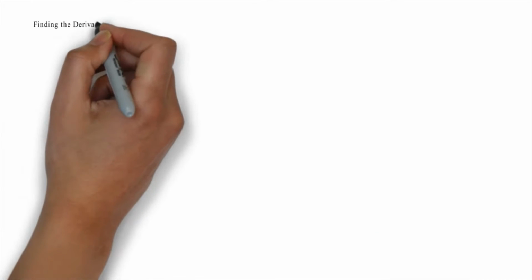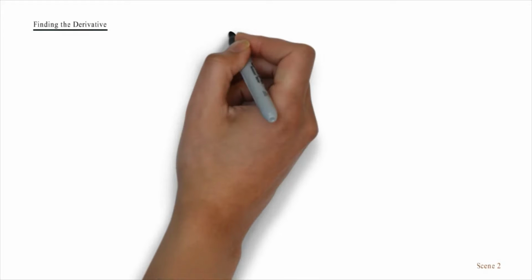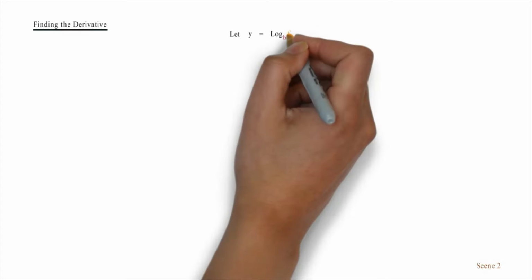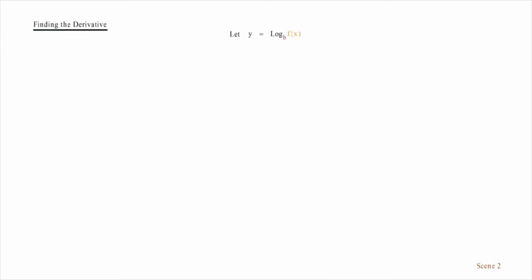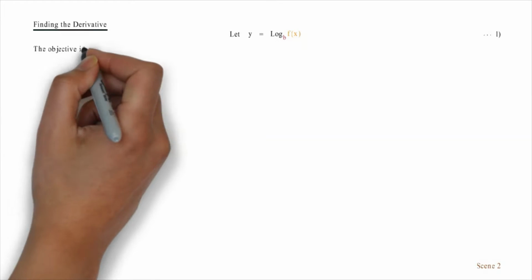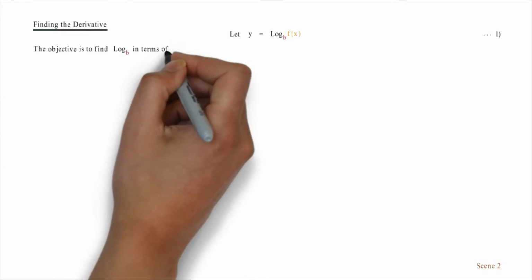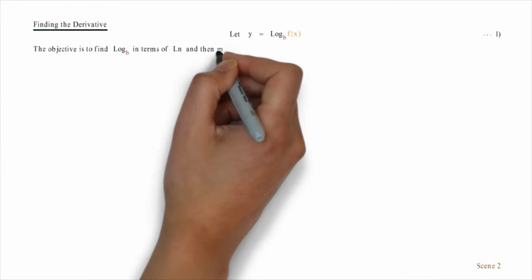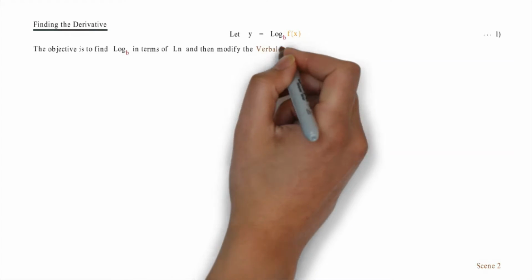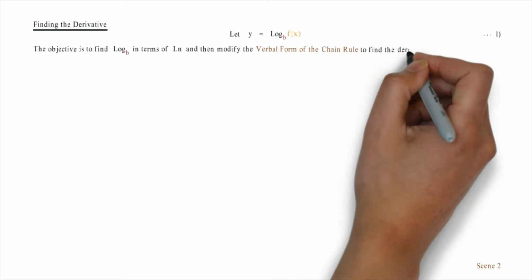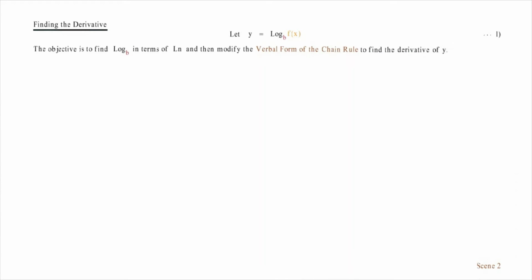Finding the derivative. Let y equal log base b of f of x. Call this equation 1. The objective is to find log base b in terms of ln and then modify the verbal form of the chain rule to find the derivative of y.